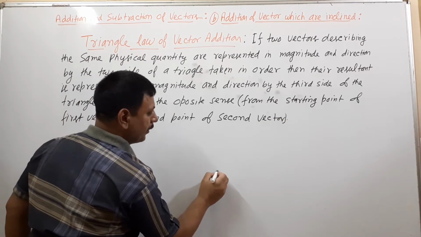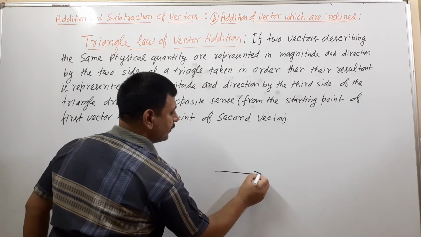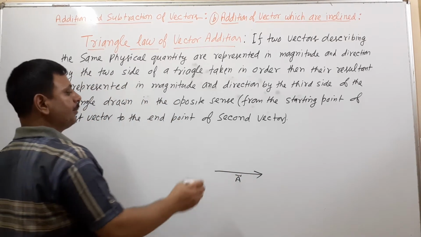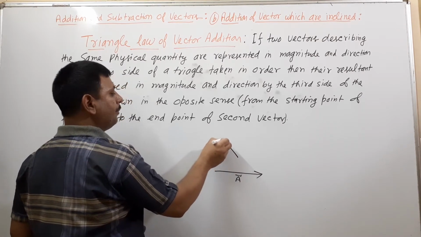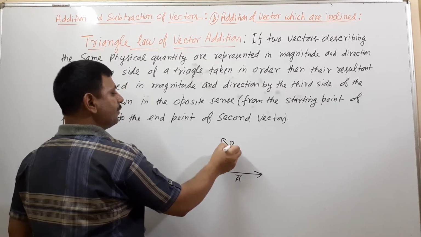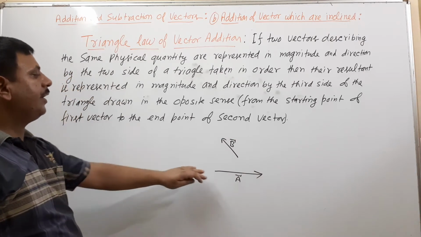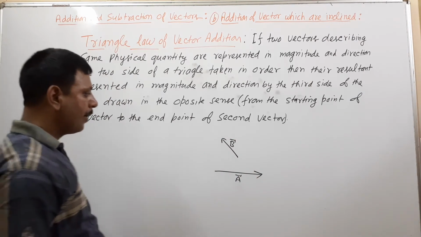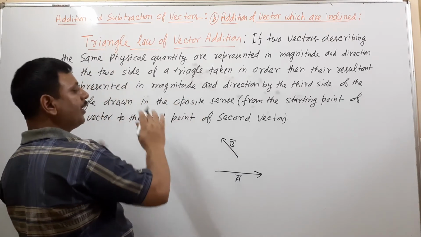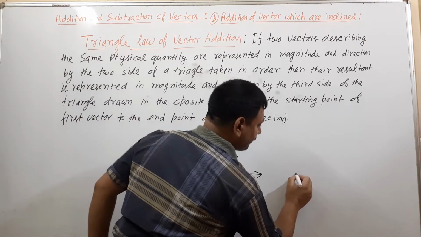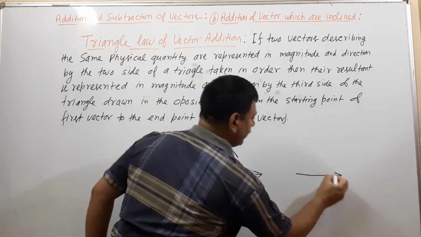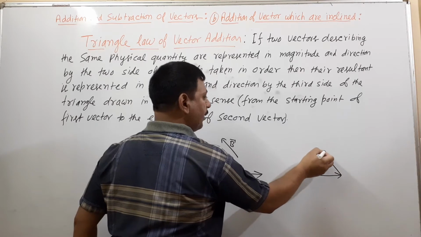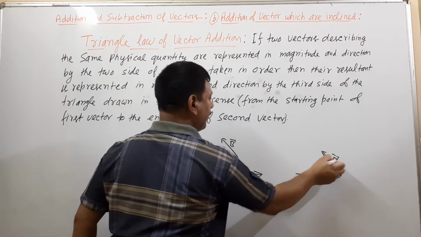Suppose they have given one vector, this is vector A. Suppose this is vector B. I want the addition of these two vectors. They are inclined. They are not collinear. What does the triangle law of vector addition say? If I have drawn this A vector, I have drawn this vector B.